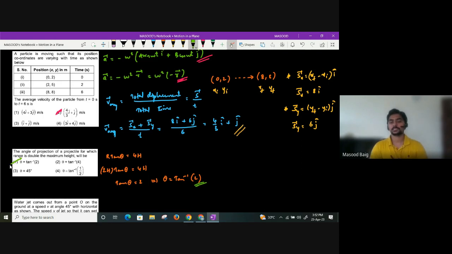So what is the relation? It is very important again. Relation between range and maximum height: R tan theta will be equal to 4h, guys. Clear, everyone?